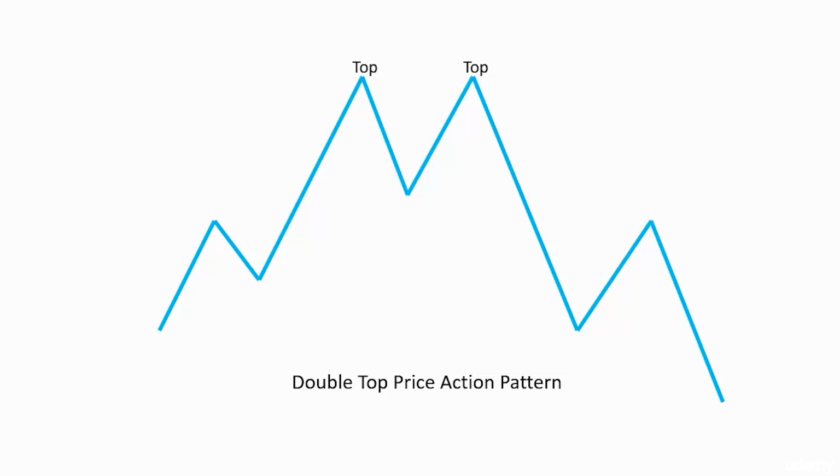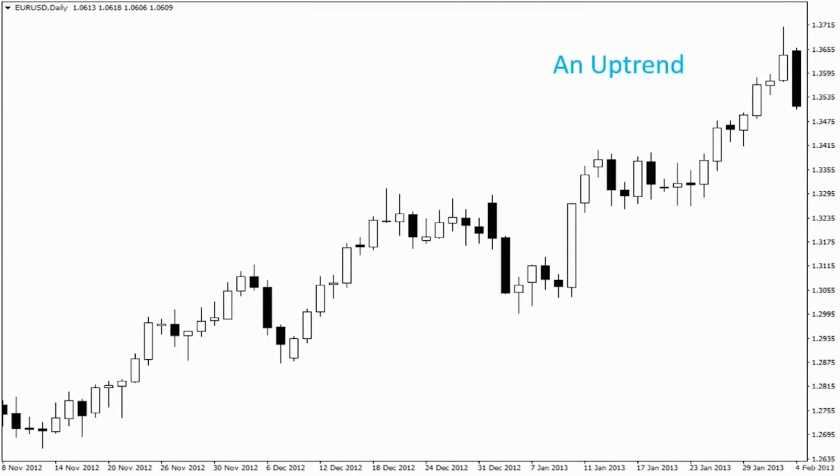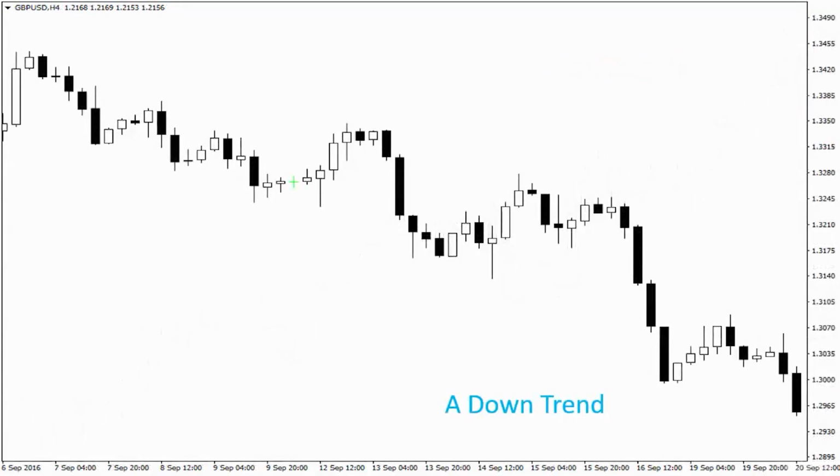In this course, you will learn a very popular and reliable price action based strategy which has been adopted by most of the professional and successful price action traders. The strategy is called the swing trading strategy. In swing trading, we focus only on the trends, either an uptrend or a downtrend in a price action chart.